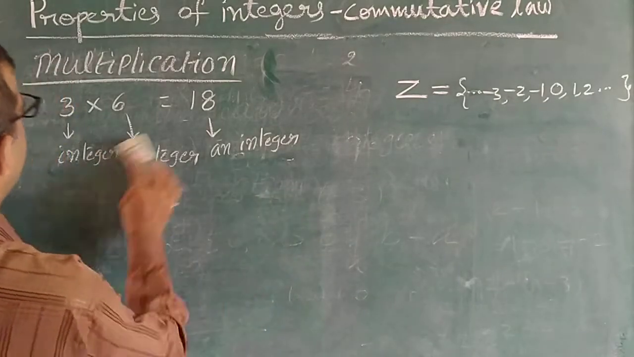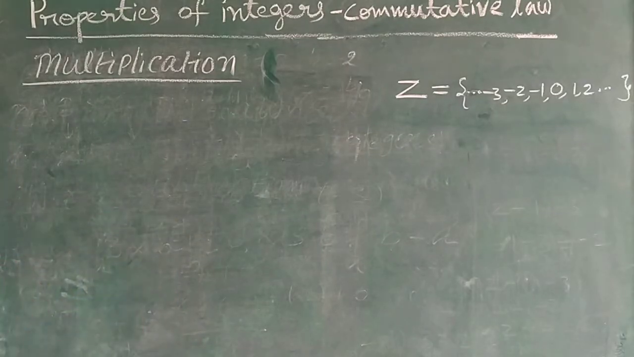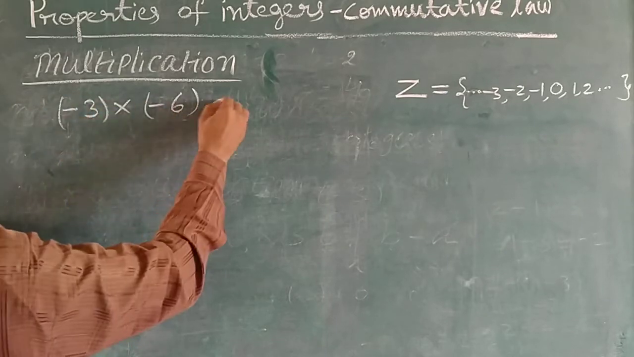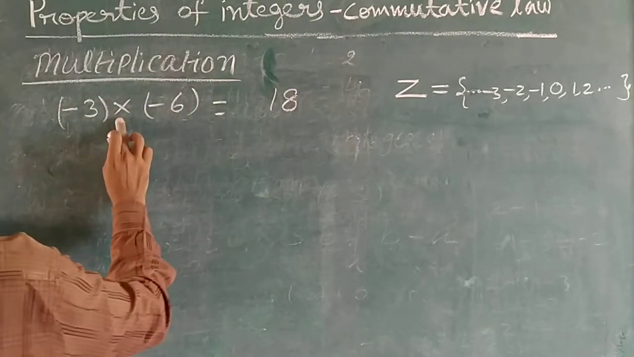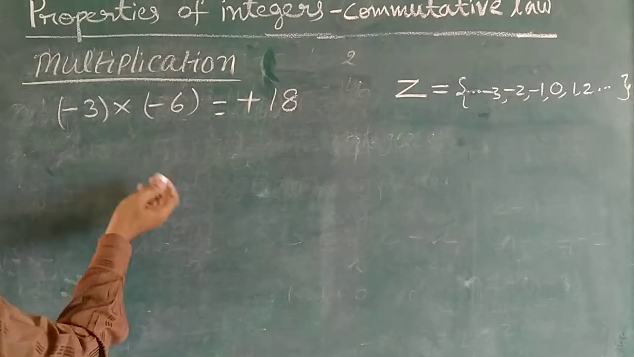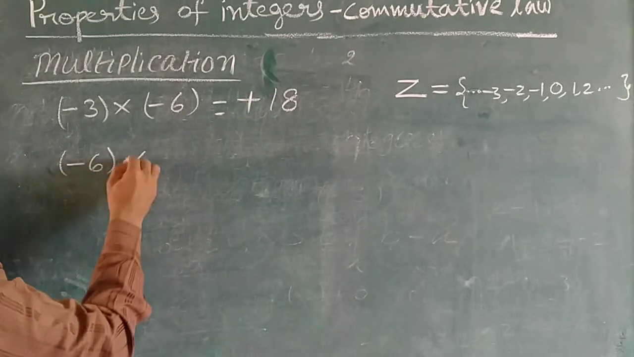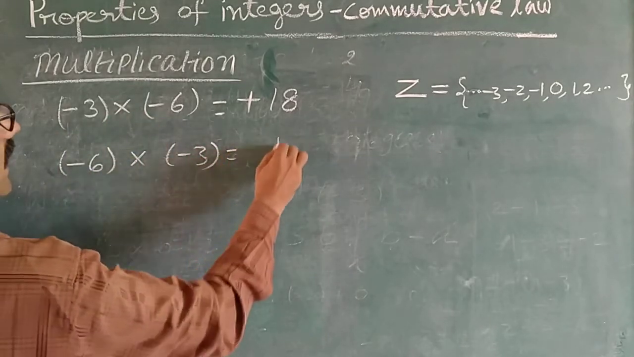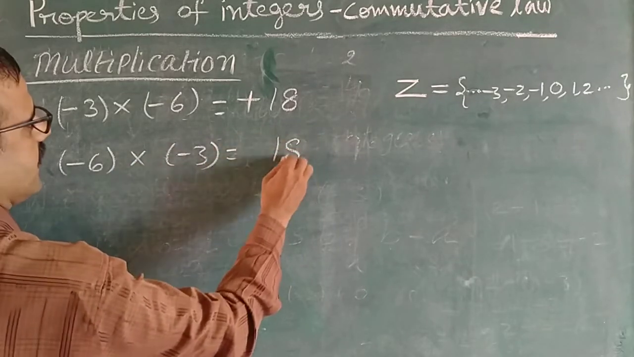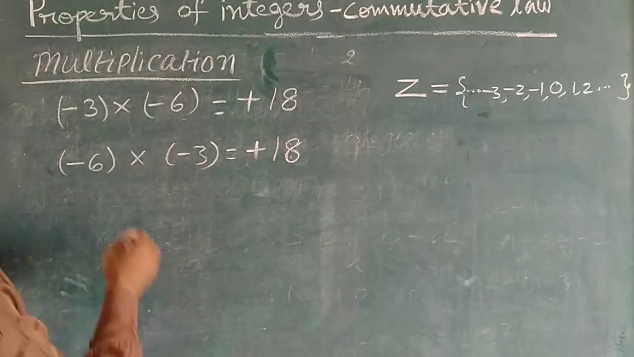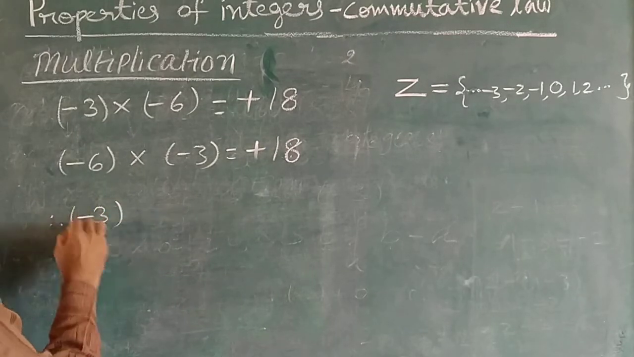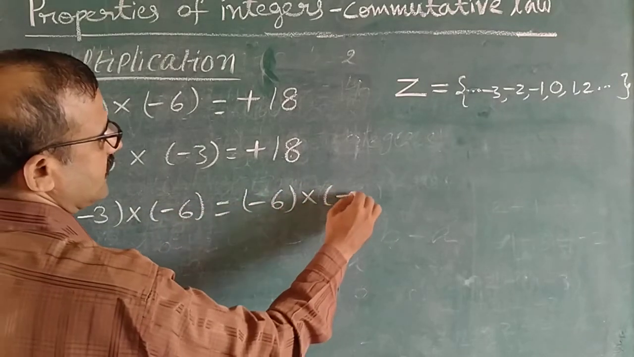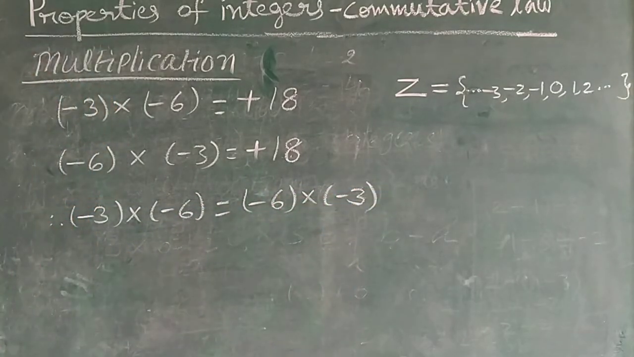Next, another example. Suppose we take both negative integers. Minus 3 into minus 6 equals 3 6 are 18. Here in multiplication, minus into minus is plus 18. Again change: minus 6 into minus 3. Suppose this is a into b, now b into a. That equals 6 3 are 18, minus into minus plus 18. So therefore minus 3 into minus 6 equals minus 6 into minus 3.